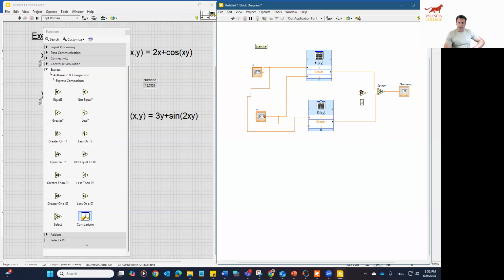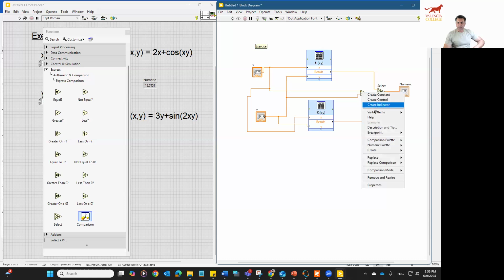So if I connect x to the top and I connect y to the bottom, then this greater or equal function, when x is greater than or equal to y, is going to generate a 1. Hence, the output according to f1 xy will be selected, calculated and displayed.